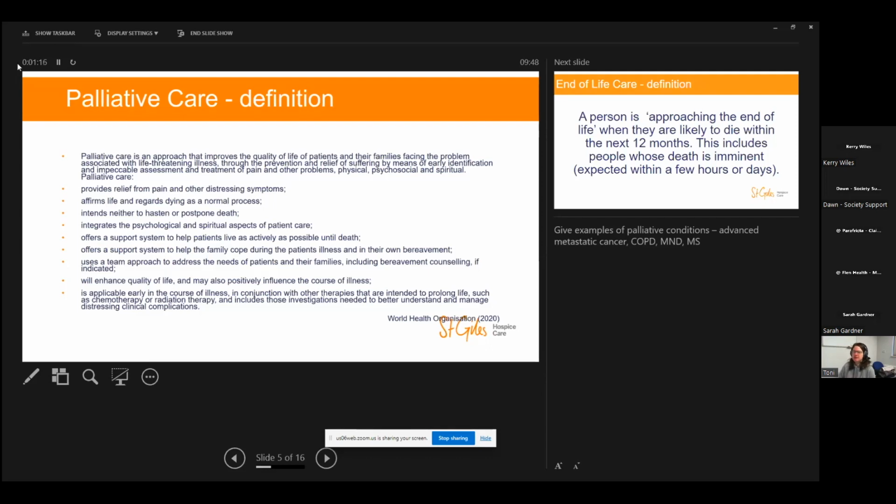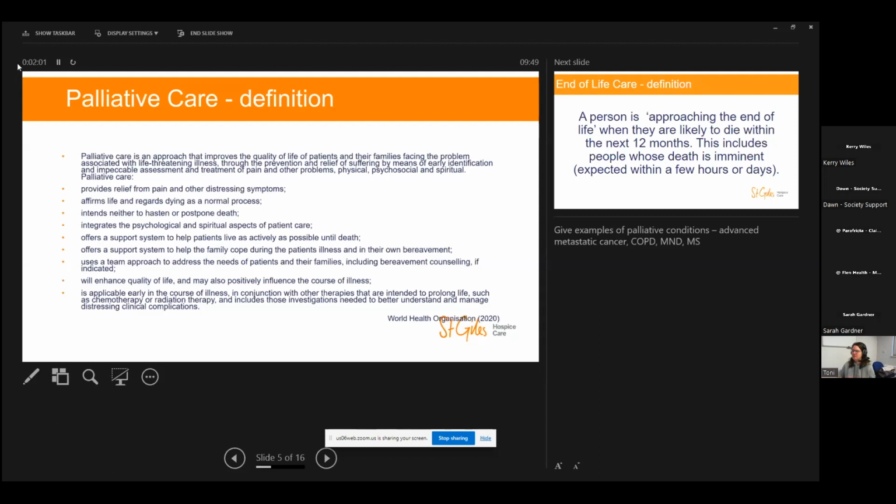But palliative care is an approach, so it's quite different to other areas of medicine, in that it is a philosophy and an ethos almost. It's a way of working. We're really trying to think about how we can improve the quality of life of patients and their families, through the problems that they face with any life-limiting illness. Those could be things like advanced metastatic cancer, COPD, MND, MS, interstitial disease. There are lots of different diagnoses that are palliative, and therefore lots of associated problems with them.